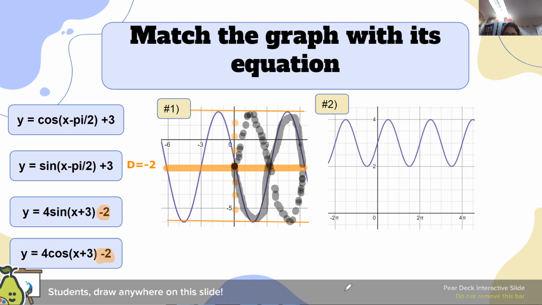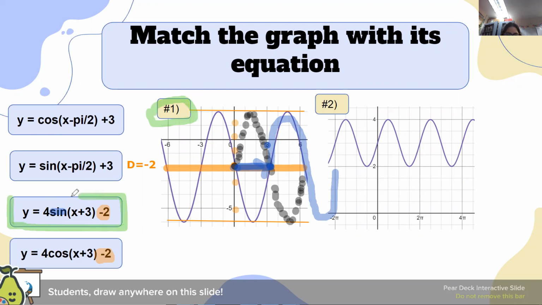Or notice that this cycle happens just a little bit further, right? If I move that sine cycle to the right over here, I am going to be able to start it. So it's definitely going to be sine. And how many did I move it over from this 0 point over here? I moved it over 3. So graph number 1 is y equals 4 times sine of (x plus 3) minus 2.